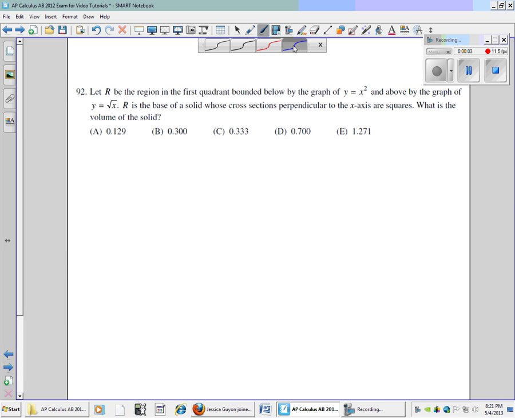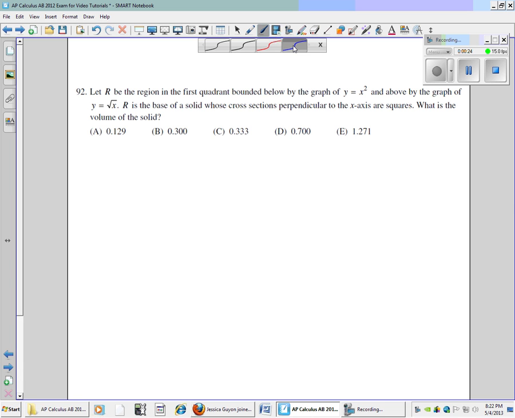This is problem number 92 of the 2012 AP Calculus exam. Let R be the region in the first quadrant bounded below by the graph of y equals x squared and above by the graph of y equals the square root of x. R is the base of a solid whose cross sections perpendicular to the x-axis are squares. What is the volume of the solid?